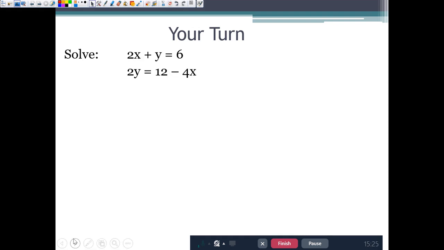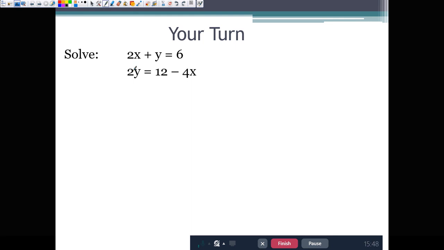Emily, what is my first step? Solve for a single variable. It can be x or y, whatever's easiest. So do I want to solve for x or y? Y. And do I want to use the top equation or the bottom equation? Top. It really doesn't matter, but the top has y by itself, so this one would be easy too, but it doesn't really matter.